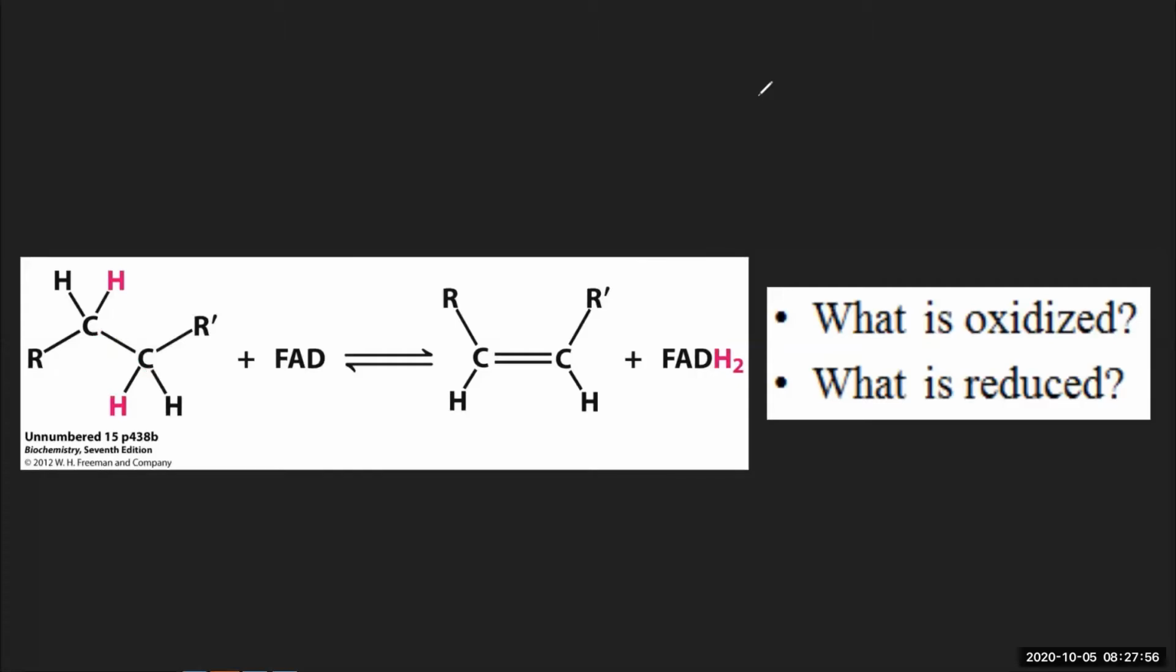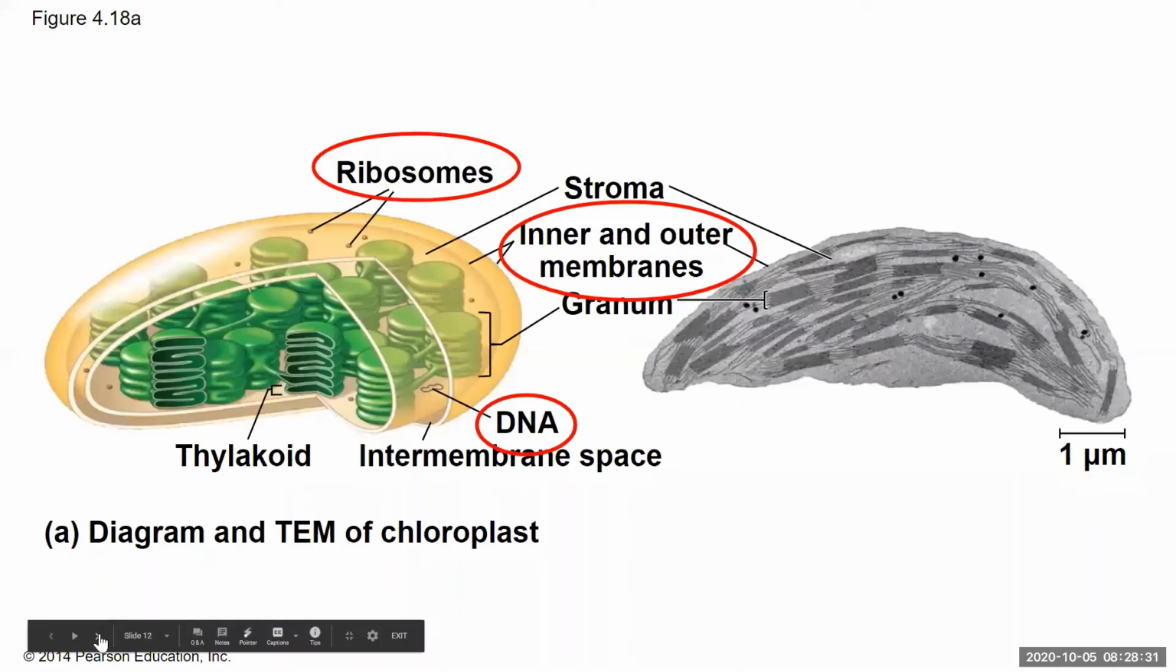What is reduced? Great. So FAD is reduced to form FADH2. This is also an electron carrier that we are going to see in photosynthesis. So understanding those electrons and where they're moving, that was our main purpose for the day. You guys are doing much, much better at it.